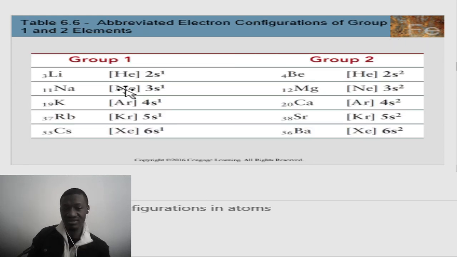Just to make the example clearer, see group 1: lithium, sodium, potassium, rubidium, cesium. You have all of this: beryllium, magnesium, calcium, strontium, I think, yeah, and then you have barium. So notice all of the different things you said, and these are the abbreviations for different levels. What you see in the abbreviation is the closest noble gas to themselves.